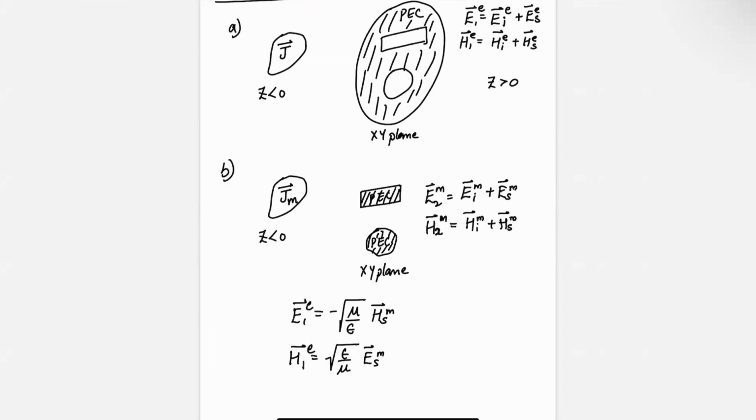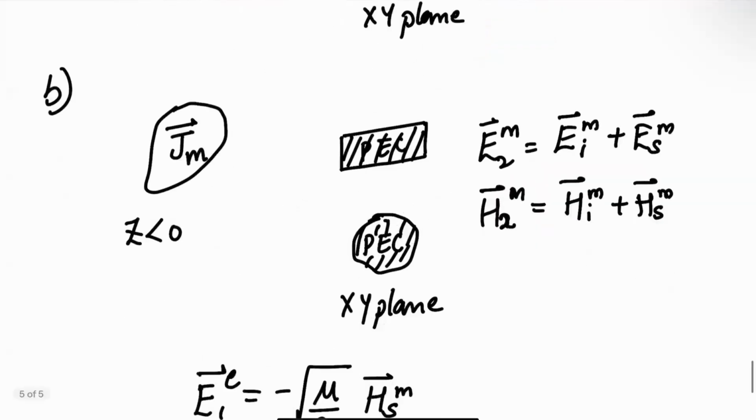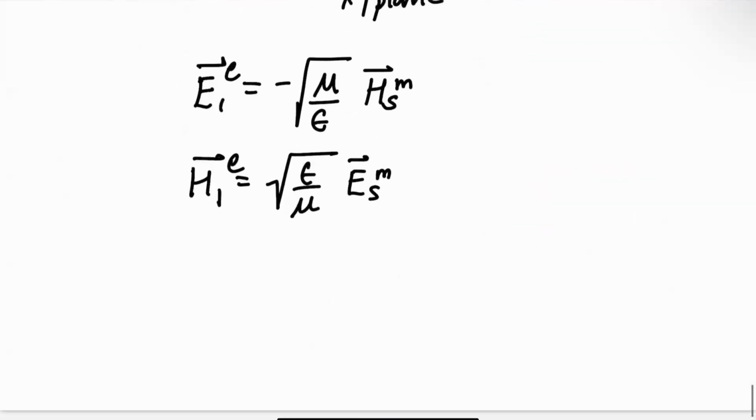Yes. Okay. And it's saying that this E1E is a scaled version of HSM, and H1E is a scaled version of ESM. Okay. So the total field in one case is related to the scattered fields in the other case. We need to establish that relationship. All right. So let's prove this.